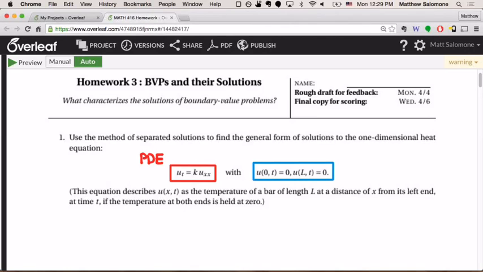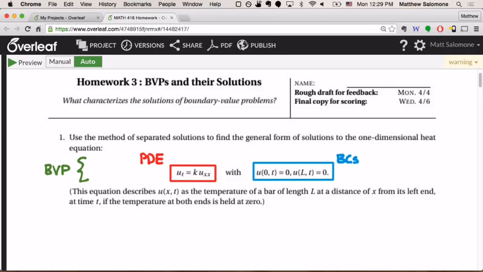And this is sort of a general comment that applies to both this problem and the second problem: in order to be a solution of this boundary value problem, a function must satisfy both the partial differential equation and the boundary conditions. So this whole thing together is a BVP.